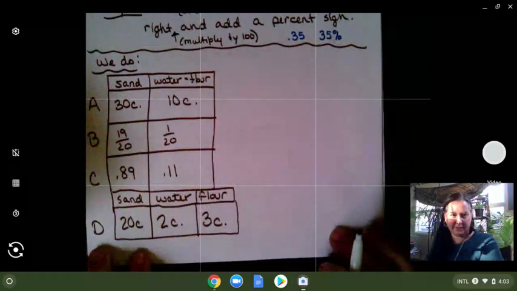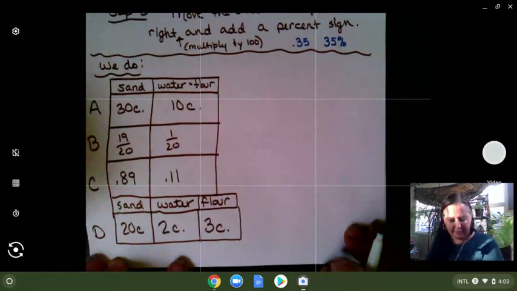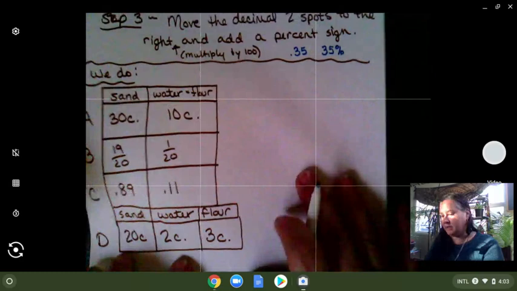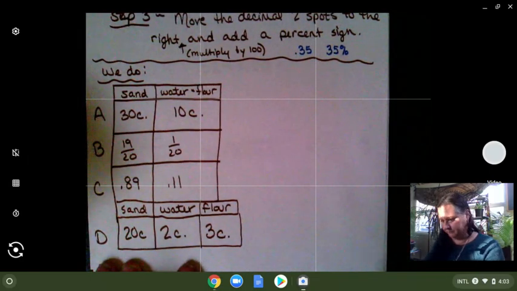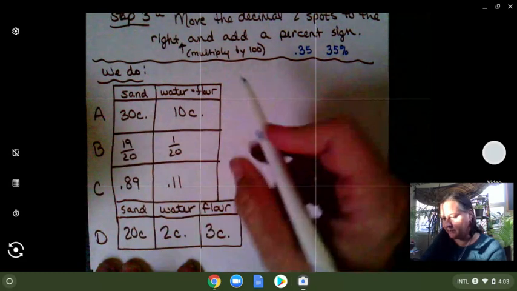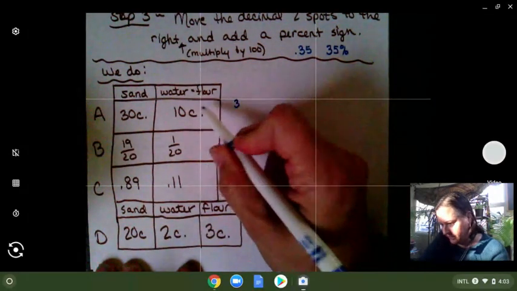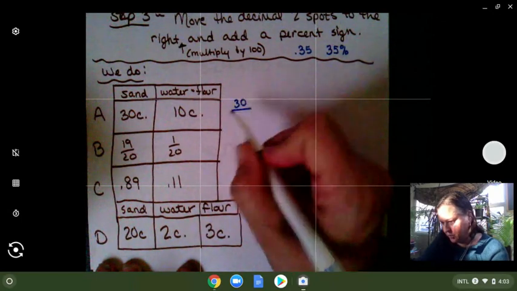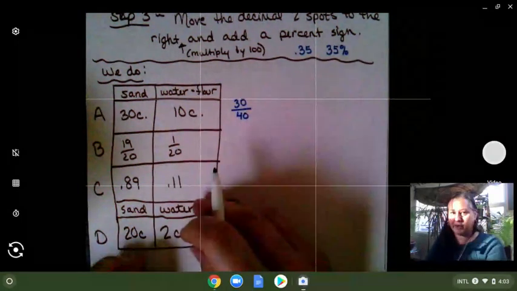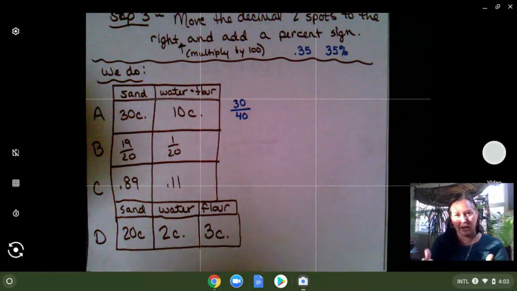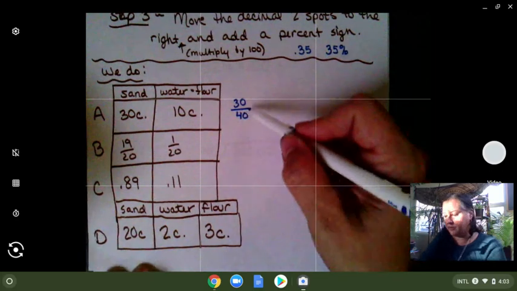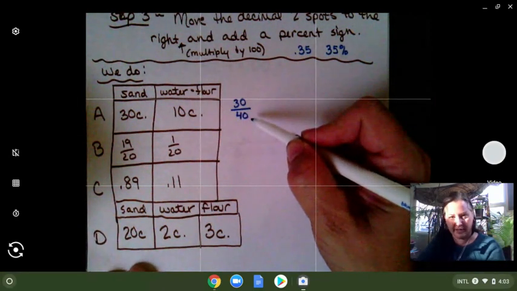Okay, let's look at this we do problem. So we are going to compare these, but we need to compare them by putting the amount of sand over the total amount for each one. So here we have sand. We have 30 cups of sand, and we have 10 cups of water and flour. So total we would have, because remember, a percent is always the amount out of the total. So that's why we're taking the 30 and the 10, and we're adding them together to find the total amount. We're finding out what is the percentage of sand in this total amount. So we have 30 over the total of 40.